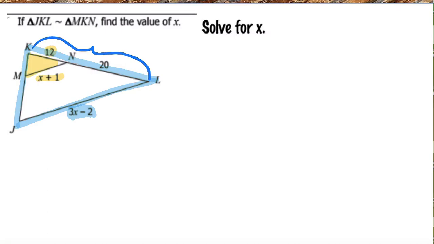The common error when people are doing this is they'll set up the small triangle totally fine, saying 12 over x plus 1. But when they go to set up the ratio for the blue triangle, they often will say 20 over 3x minus 2. Now 20 is not the length of the entire side of the blue triangle. And so this is going to cause them to get this problem wrong.